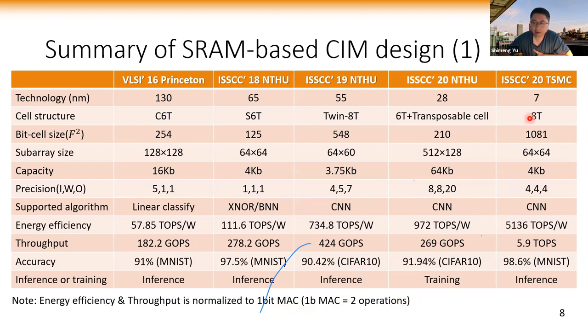If you do that, then the best is from the 7 nanometer process, which reaches like 5,000 TOPS per watt. Of course, this is normalized to 1 bit by 1 bit. If normally we use 8 bit by 8 bit, then this number will be divided by 64 by definition. So this one will be around 80, close to 100 TOPS per watt.